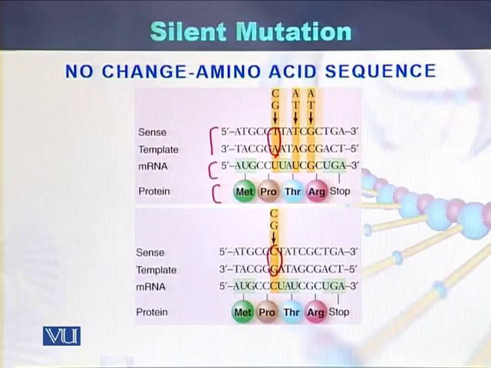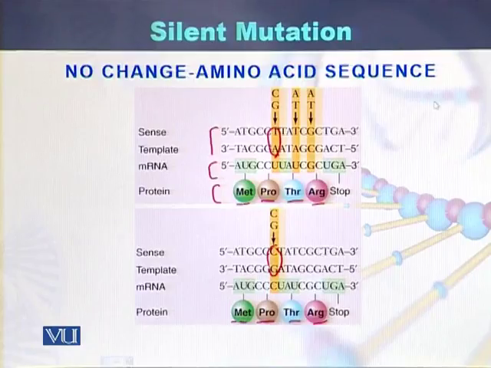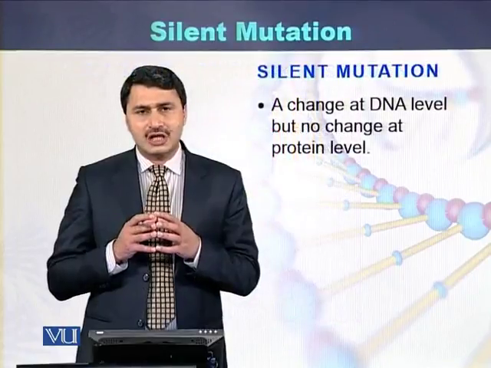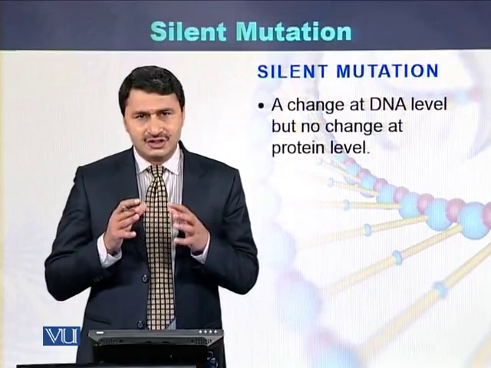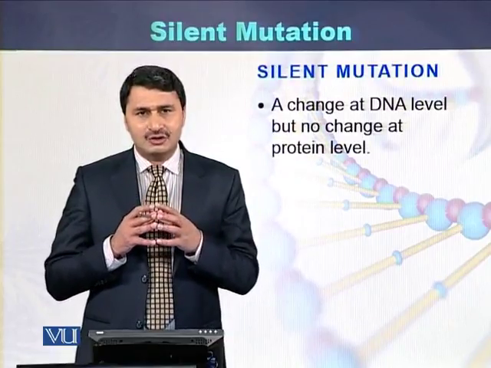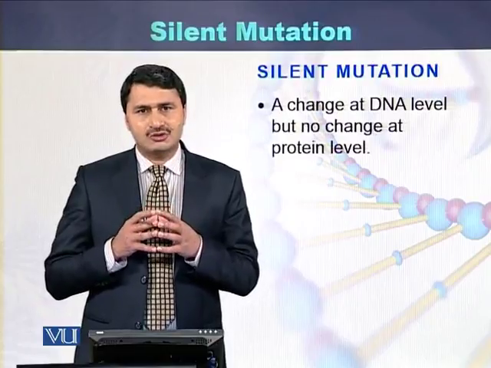But when we see the sequence of the protein, that is methionine, proline, threonine, arginine, there is a change in the sequence of DNA, but the amino acid sequence remains the same. We see the same sequence of amino acids: methionine, proline, threonine and arginine. We can see that there is a change at the DNA level, but there is no change at the protein level. So silent mutations are those mutations in which there is a change at the DNA level, but there is no change in the amino acid sequence of the protein.